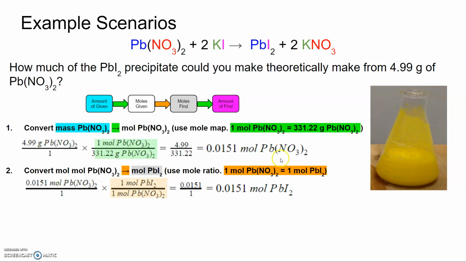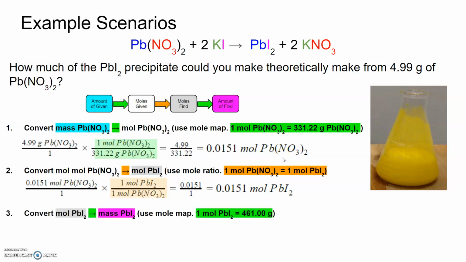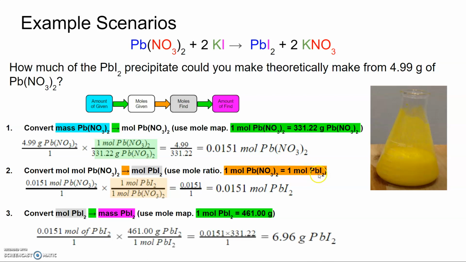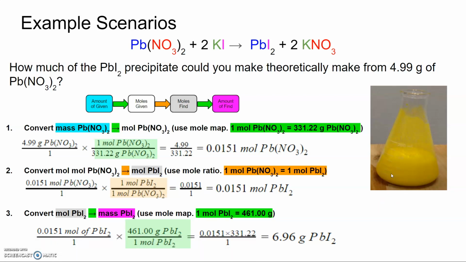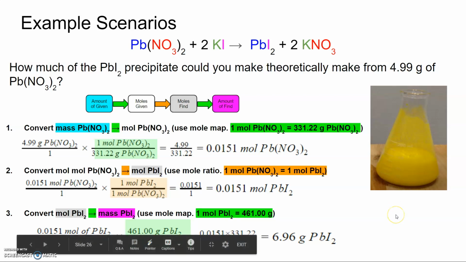Okay, now we have the moles of lead iodide. Once we have the moles of lead iodide, we convert from moles of lead iodide to mass of lead iodide using the molar mass of lead iodide. And so our work for that is shown here. We would take the moles of lead iodide and multiply it by the conversion factor we get from the molar mass. And then we get 6.96 grams of lead iodide as our answer. So that means from the 4.99 grams of lead nitrate, you can make 6.96 grams of lead iodide.